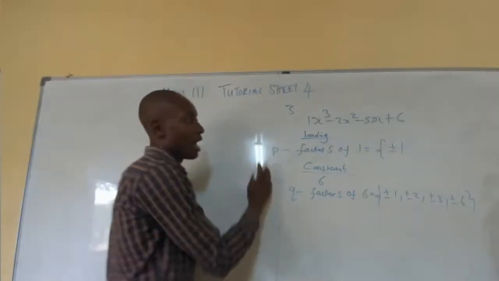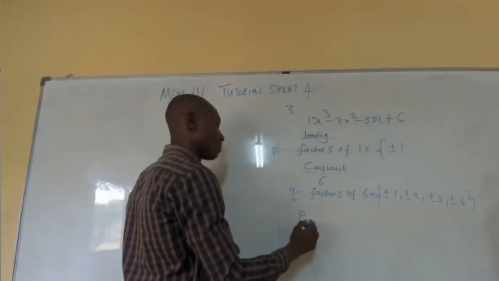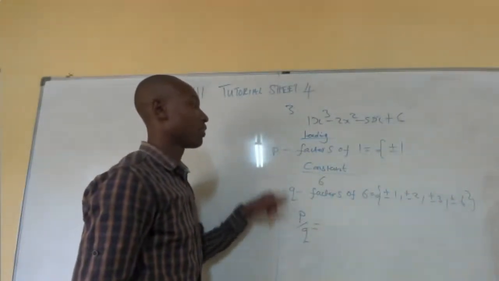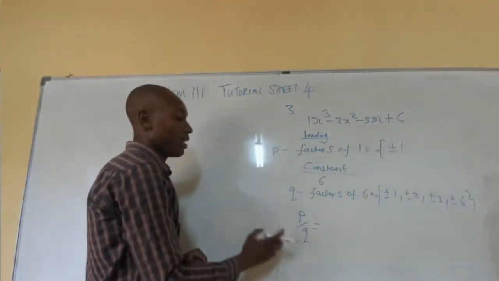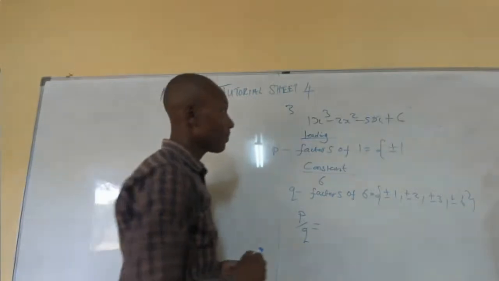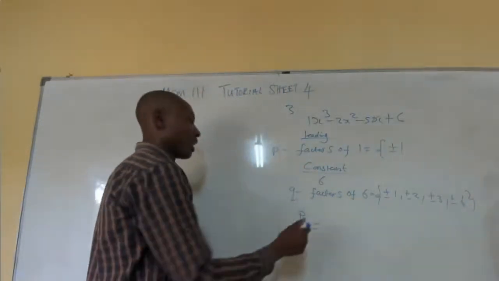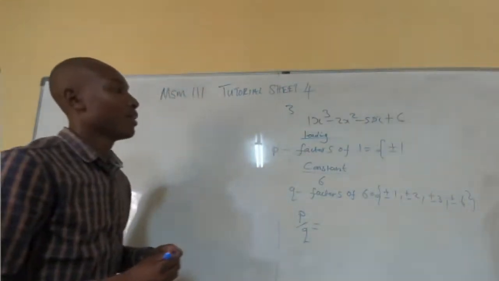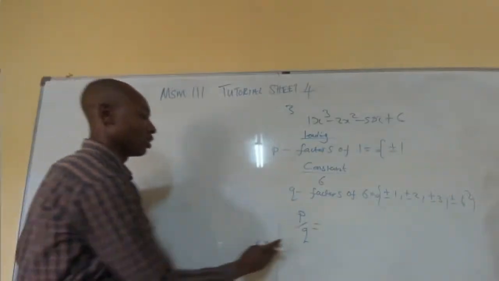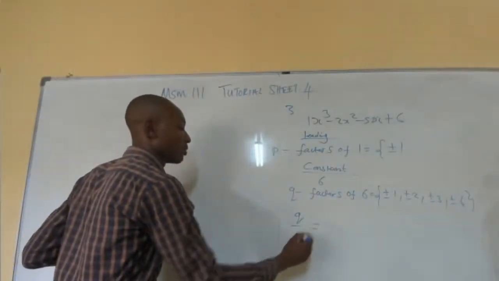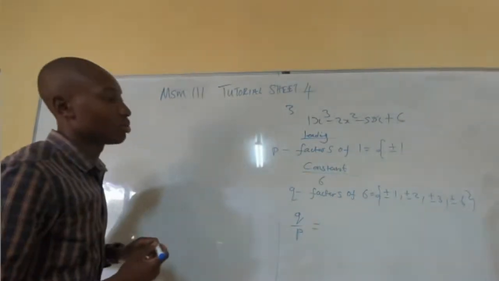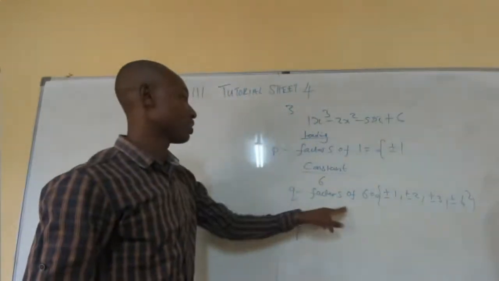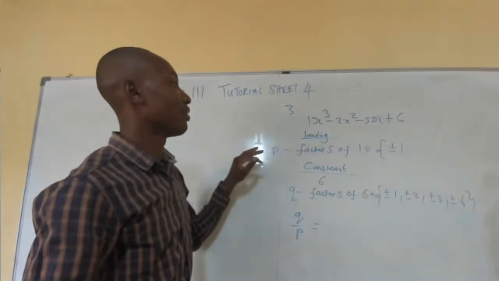Okay, so in order for us to find the roots, the formula is P over Q, where we divide the P's over the Q's. So now, if that is the case, what do we have? Maybe to make it easier for you, it's actually supposed to be Q over P. Hold on. So we're going to divide the factors of the constant over the factors of the leading.